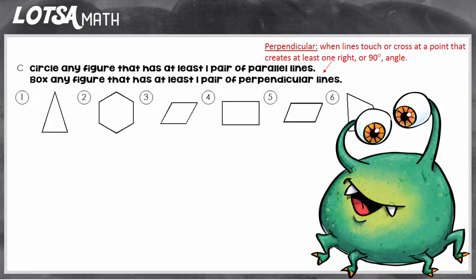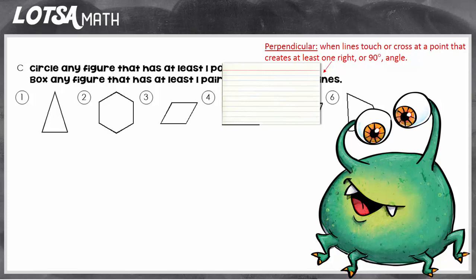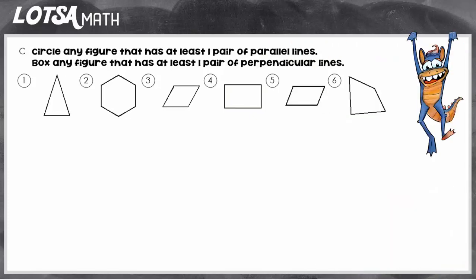And remember, perpendicular lines are when two lines touch or cross in a way that creates at least one right angle. And if you're not sure if it's a right angle, you can use a piece of paper in the corner to corner trick. You just line up the corner of the paper into the vertex of the angle, and if it fits perfectly, then you have a right angle. And the lines that made that angle are perpendicular. So let's do some examples.